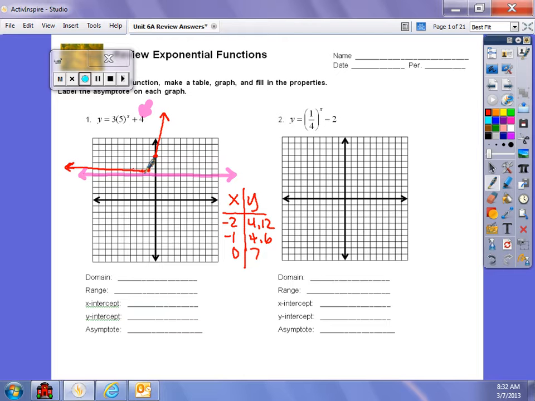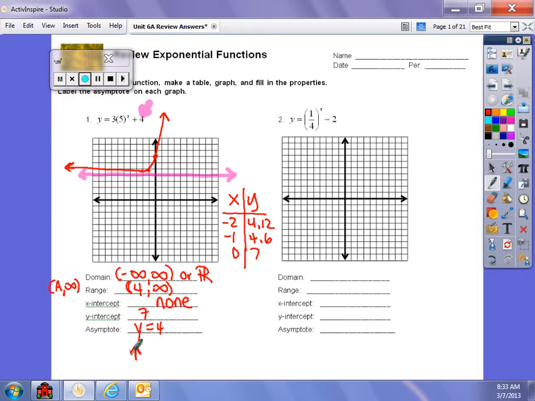Your domain has double arrows, which means it's -infinity to infinity, or all real numbers. Your range is always asymptote to infinity, so it's going to be 4 to infinity with parentheses. The x-intercept is where it crosses the x-axis, so we would say none. The y-intercept is where it crosses the y-axis, and that happens at 7. And your asymptote is at y equals 4. Don't forget the y equals. And that's how you graph that one.